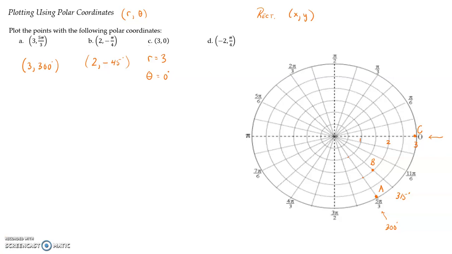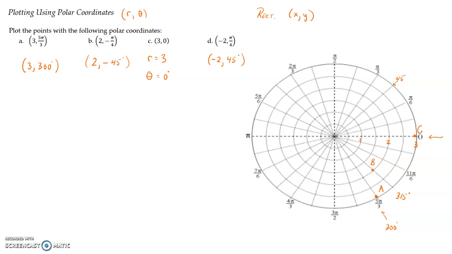And let's go ahead and do our last one, which is part D. On this one, we have the point (-2, 45 degrees). So one of the first things you want to do is plot our angle measure. So we're going to be going upward 45 degrees. So we're going to be looking at this radial line. And this time our radii value is a negative 2.